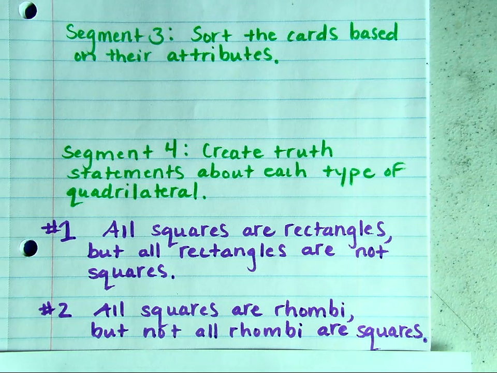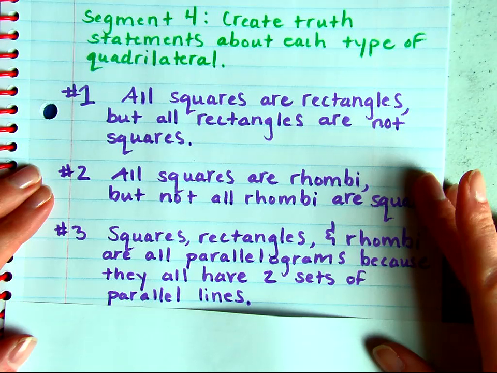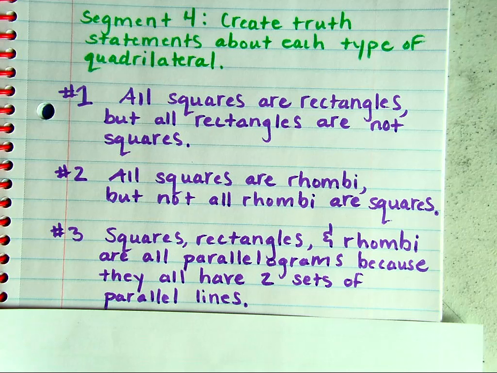And the third statement I discovered, squares, rectangles, and rhombi are all parallelograms. And this is because each one of these examples has 2 sets of parallel lines.